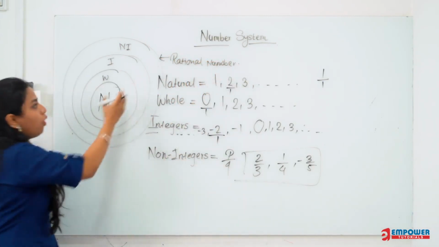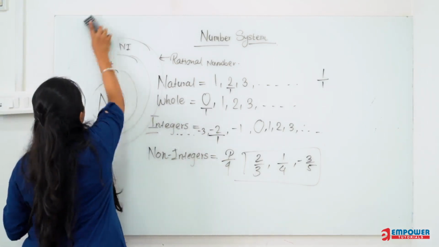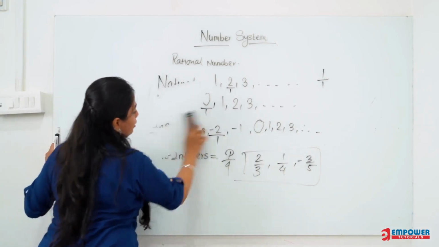So it will have all kinds of numbers. Okay, now we will see how to represent this rational number on the number line.